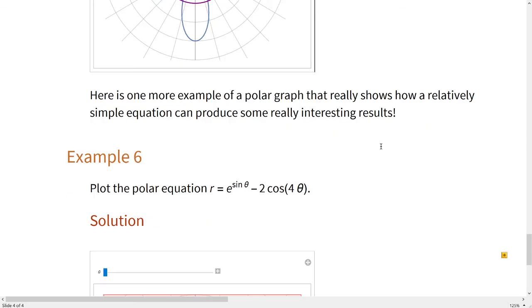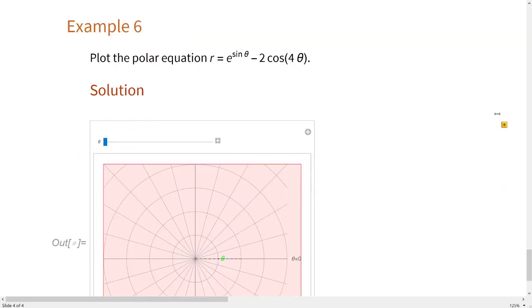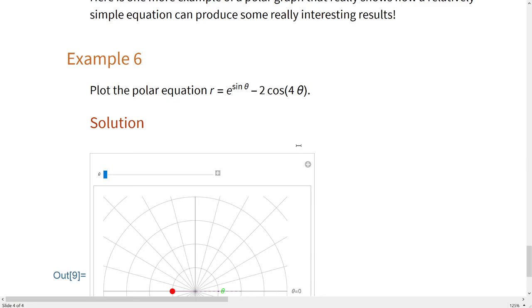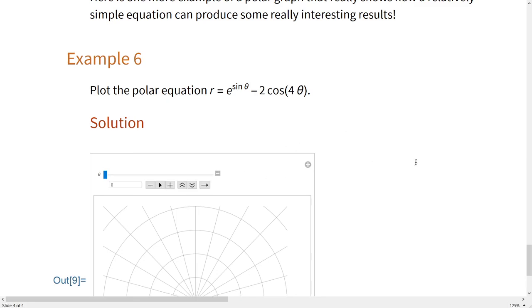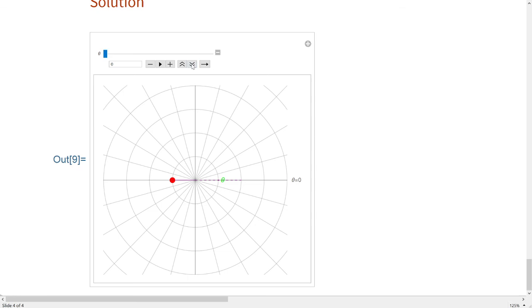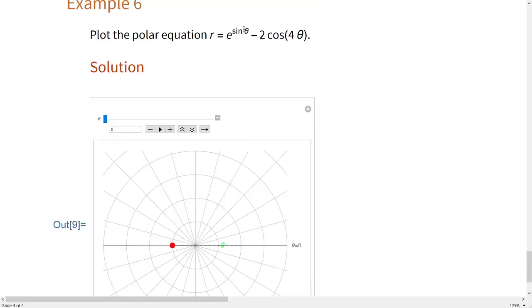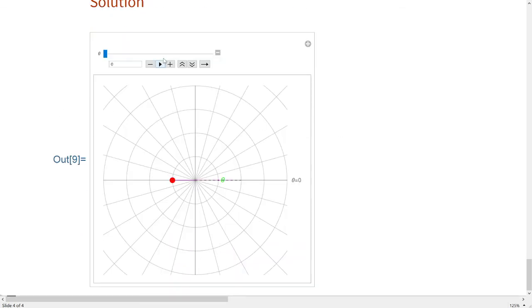Now, to finish this off, I just want to show you a really interesting graph. In the last example, I said, try pausing and then doing this by hand. Please don't on this one. I mean, you can if you want, but I wouldn't really recommend it. So try and make a guess as to what the shape might be, though, for e to the sine theta minus 2 cosine 4 theta. And see if you can guess what that might end up being. And let's watch it draw up.